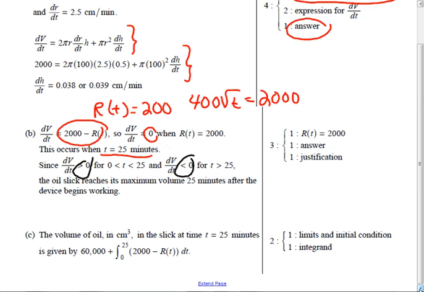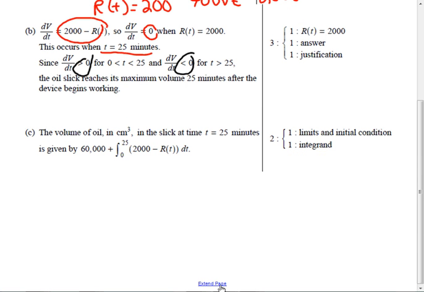Okay, there it is. The volume of oil in cubic centimeters. There it is, 60,000 plus the integral. You're integrating the amount coming in minus the amount coming out. I want the volume. Anytime you say you want total or accumulation, you are talking about integration. Look at that. We use derivatives and integrals all in the same problem.